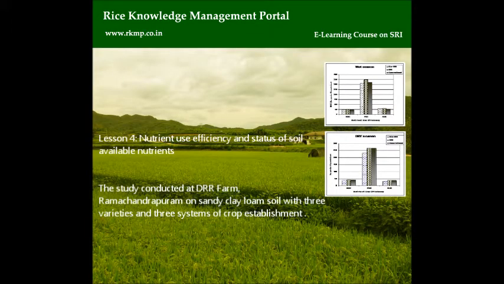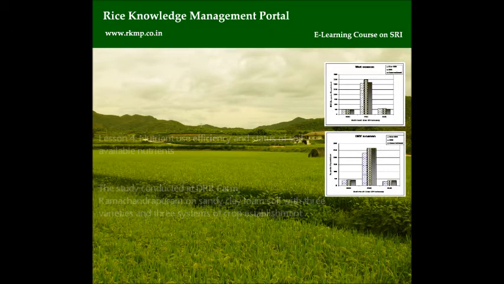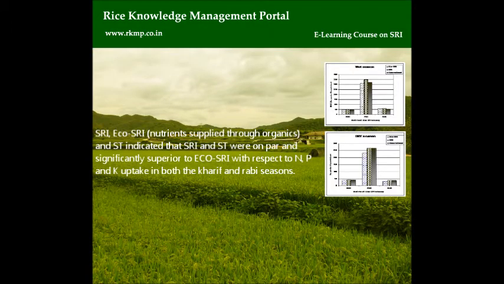Lesson 4. Nutrient use efficiency and status of soil available nutrients. The study was conducted at DRR Farm, Ramchandrapuram, on sandy clay loam soil with 3 varieties and 3 systems of crop establishment: SRI, Eco-SRI, with nutrients supplied through organics, and ST. It indicated that SRI and ST were on par and significantly superior to Eco-SRI with respect to nitrogen, potassium, and phosphorus uptake in both the Kharif and Rabi seasons.